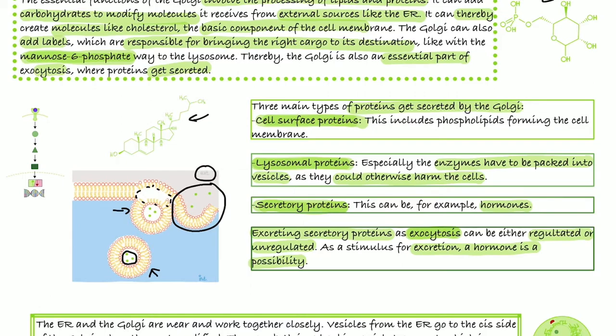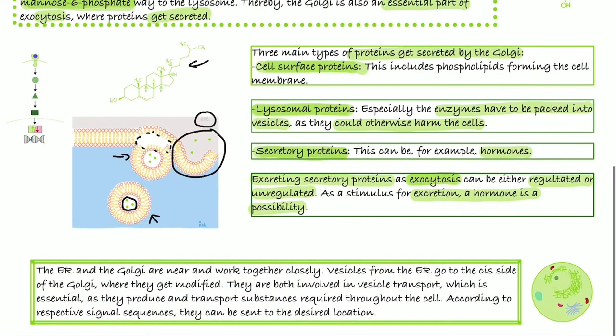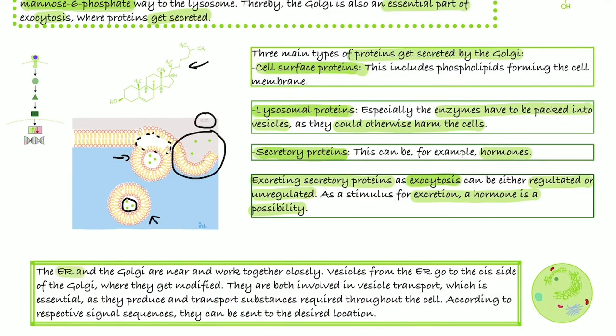As already indicated before, the ER and the Golgi are not only in close proximity, but they also work together closely. So we have vesicles from the ER that go to the cis side of the Golgi, and then they get modified. Actually, both are involved in vesicle transport, which is of course essential as they produce and transport substances that are required throughout the cell. And according to the respective signal sequences, which are usually a sequence of amino acids, they can be sent to the desired location. This was a brief overview of this highly relevant organelle.